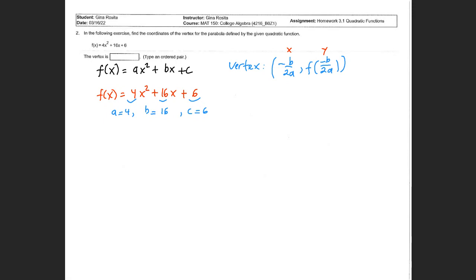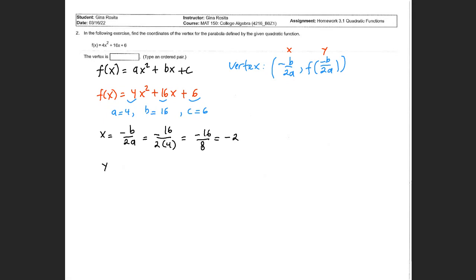Now you need to find the vertex. So just write down again, change the color. Okay, so x = -b/2a. We just replace b with 16 and a with 4, right? So now negative b is -16 over 2 times 4, so the answer becomes -16/8, which is -2.